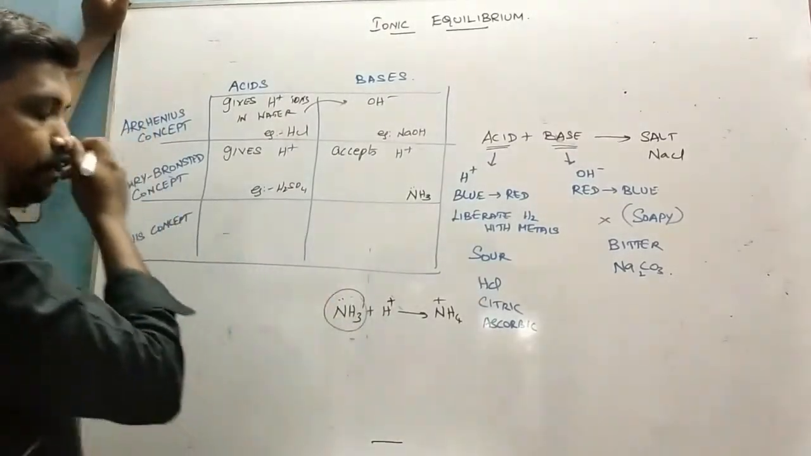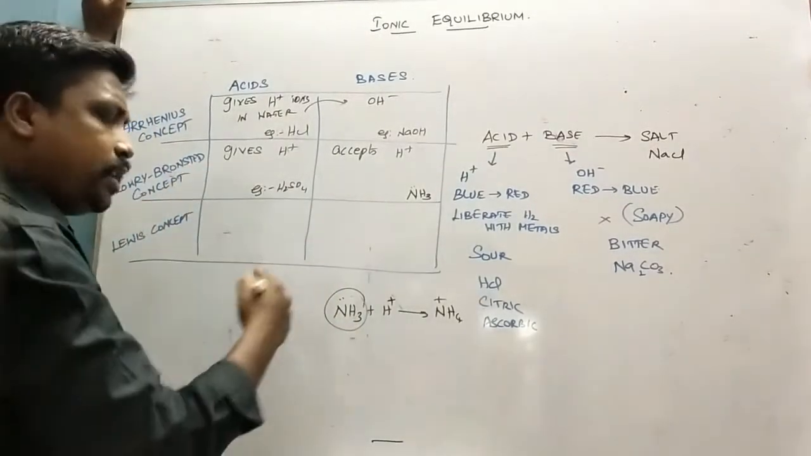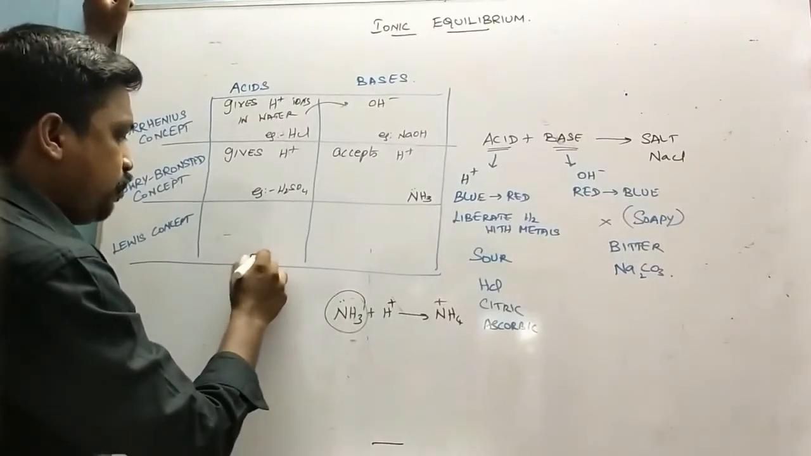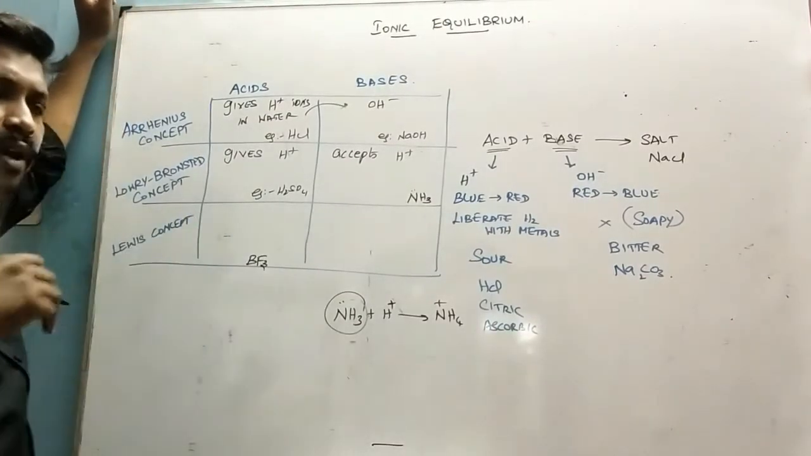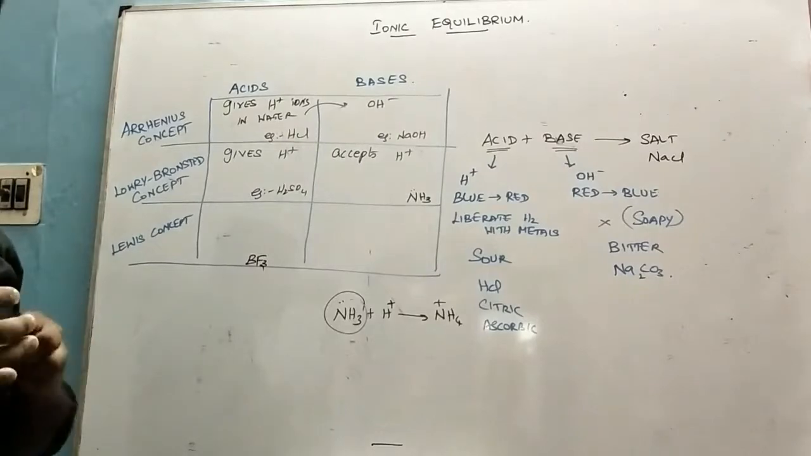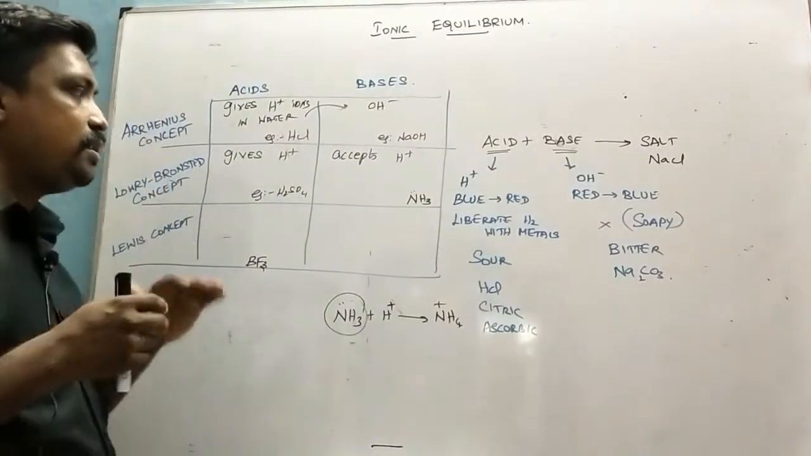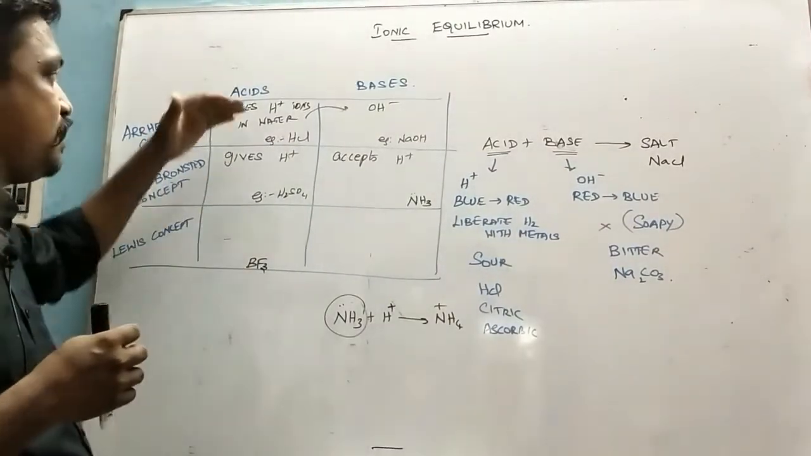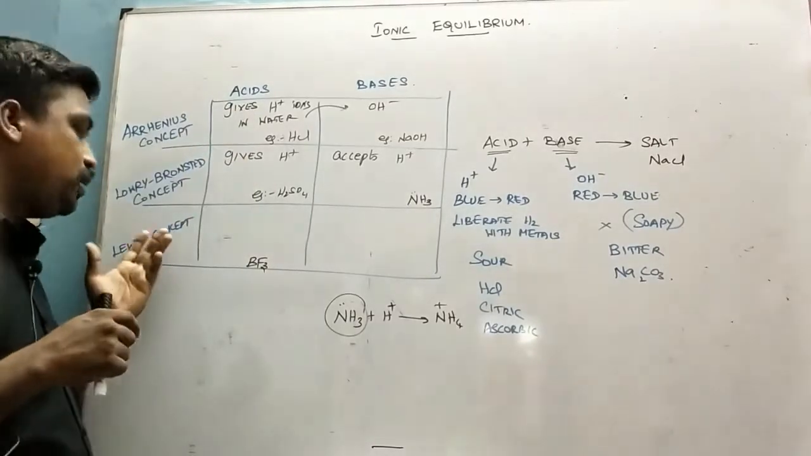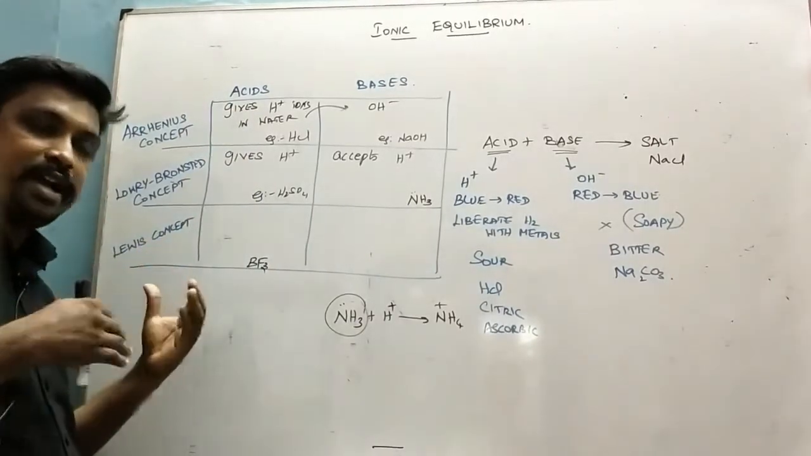In such a case, it is termed as a base. Further, there is no explanation of why BF3, boron trifluoride, and aluminium chloride behave as acids under certain circumstances. These two principles do not explain why they behave as acids. So Lewis developed another concept.